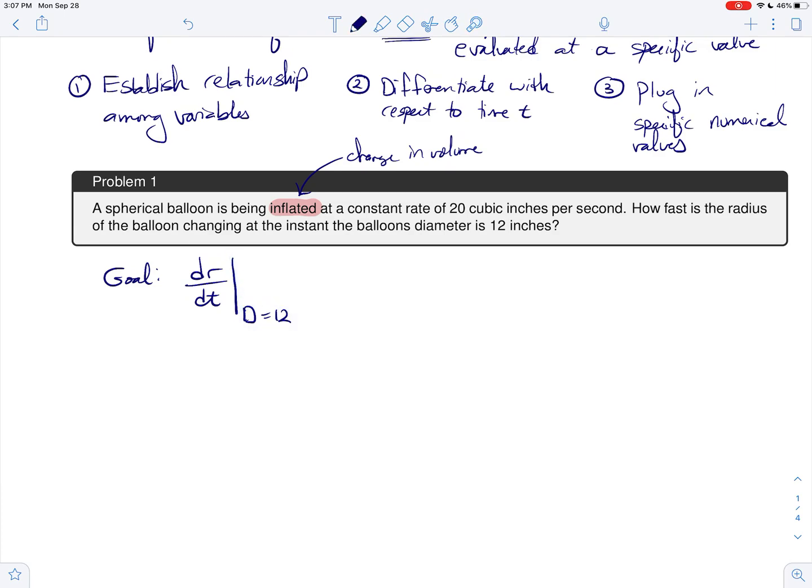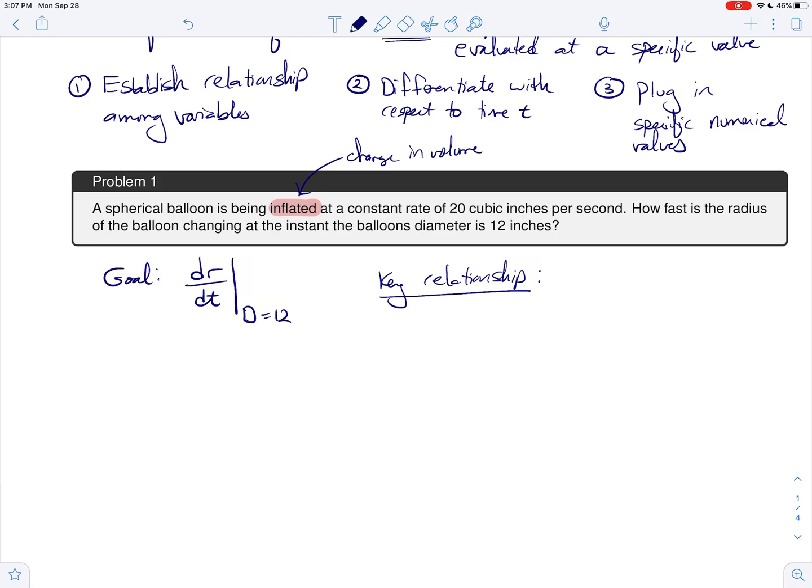So that's my goal. I'm looking now for a key relationship, and I'll go ahead and write this down for you. So I'm looking for a relationship between what I know something about. I know something about the rate of change of the volume, right? It's inflated at a constant rate of 20 cubic inches per second. This is talking something about volume, and then I'm interested in something about the radius. So I'm looking for a relationship between volume and radius of a sphere.